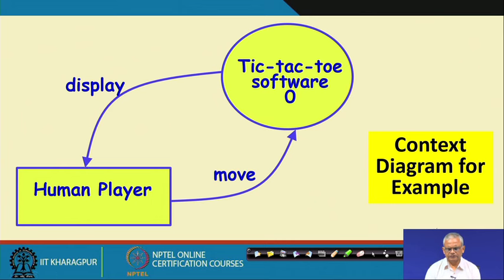Now, how do we develop the level 1 diagram? In the level 1 diagram, we identify the high level functionalities and represent them as bubbles, typically between 3 to 5 bubbles. If we look at the problem description, one is about reading the move and validating that. The other is about playing the computer move. The computer move needs to see the board position and then identify what would be the move for the computer and then display those.